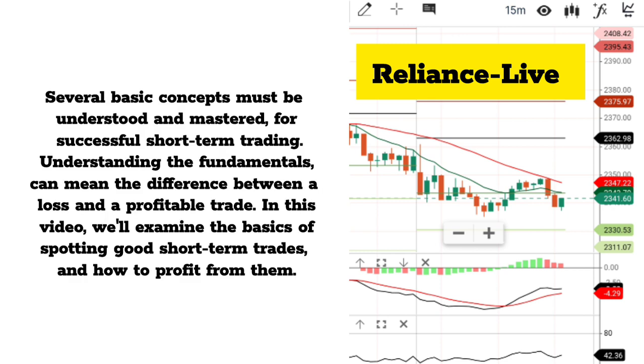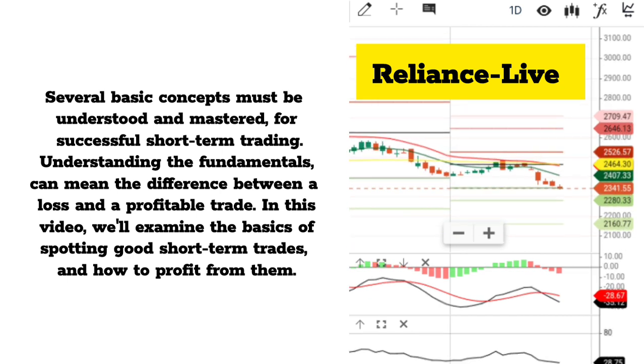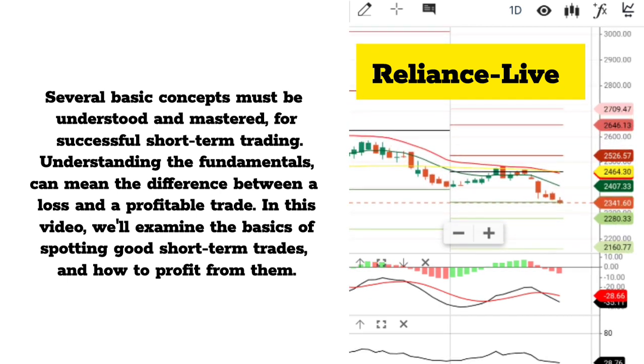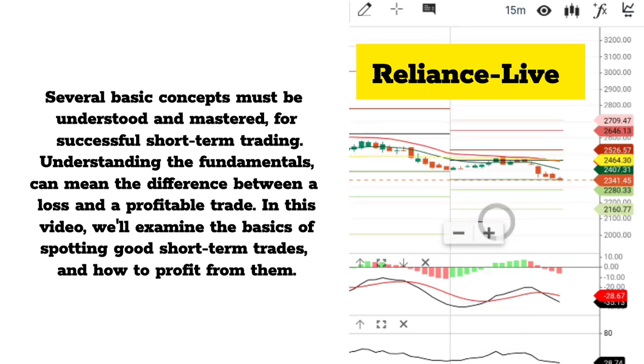Several basic concepts must be understood and mastered for successful short-term trading. Understanding the fundamentals can mean the difference between a loss and a profitable trade. In this video, we'll examine the basics of spotting good short-term trades and how to profit from them.